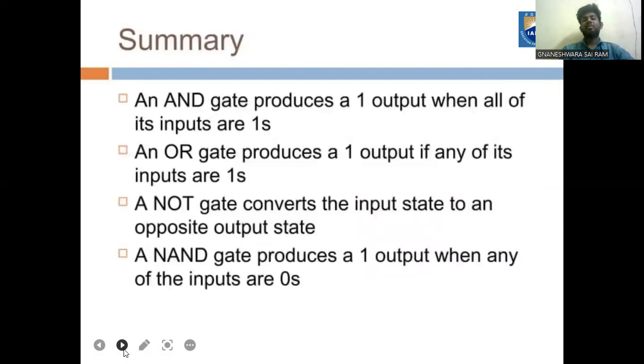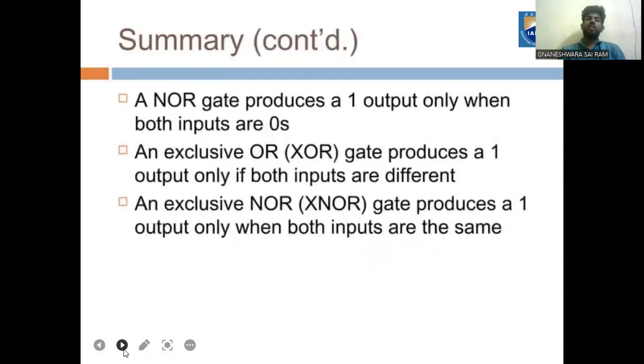Summary. An AND gate produces a 1 output when all of its inputs are 1. An OR gate produces 1 output when any of its inputs are 1. A NOT gate converts the input state to an opposite output state, and the NAND gate produces 1 output when any of the inputs are 0. And NOR gate produces 1 output when both inputs are zeros. An exclusive OR gate, XOR gate, produces a 1 output only if both inputs are different. An exclusive NOR gate produces 1 only when both inputs are the same.